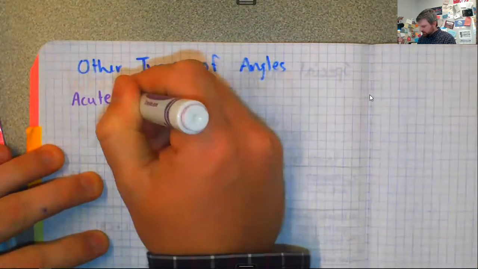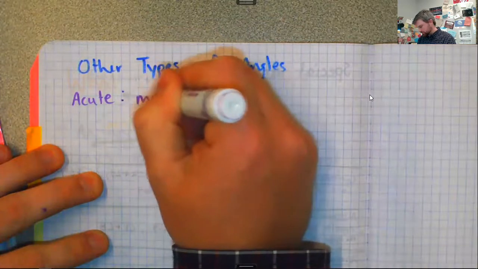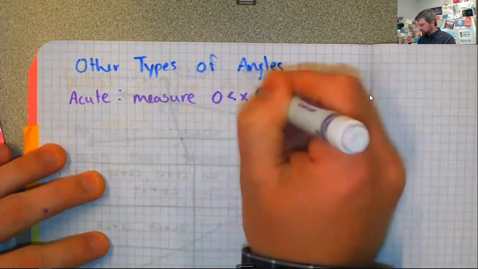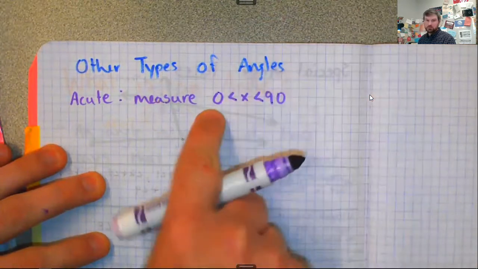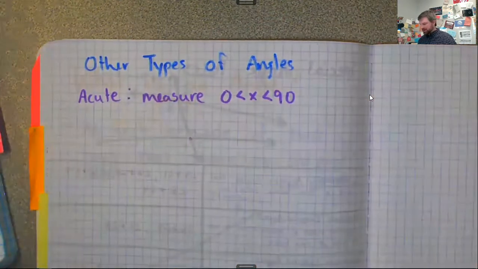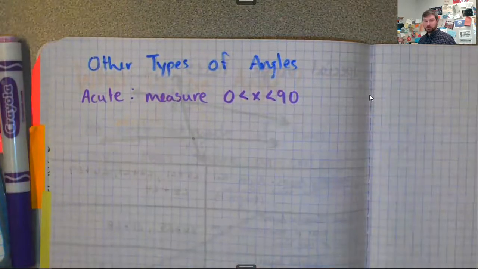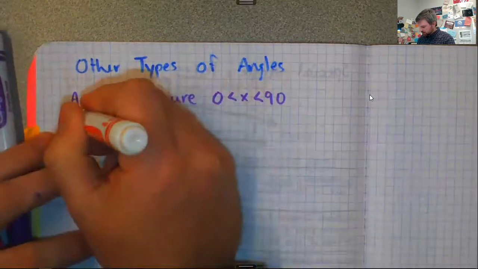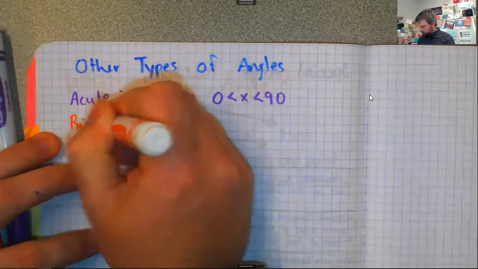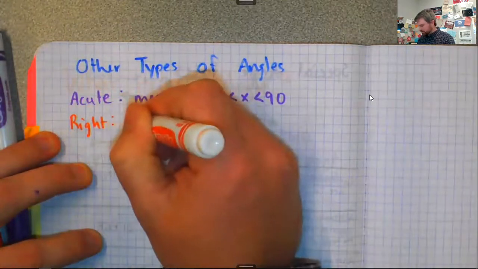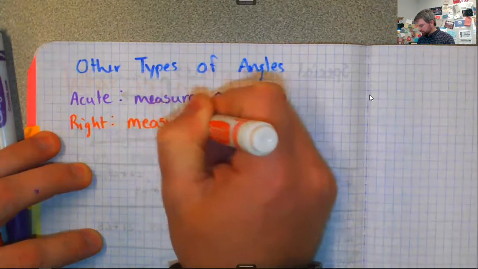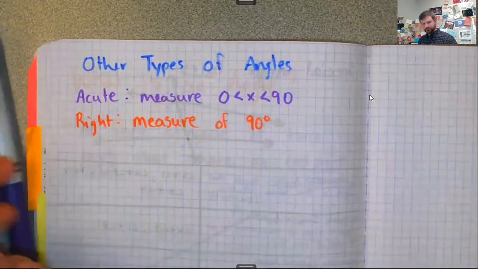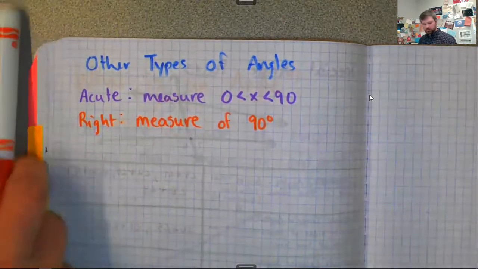An acute angle has a measure between 0 and 90. The angle cannot be 0. If it was, we wouldn't have an angle, and it cannot be 90 because it would be a different angle that we're getting ready to talk about. So the next one is a right angle. And a right angle has a measure of 90 degrees, which we've talked about several times before. So acute angle, a right angle.